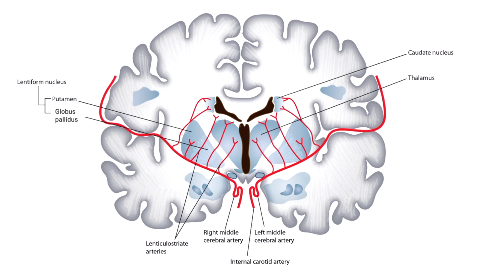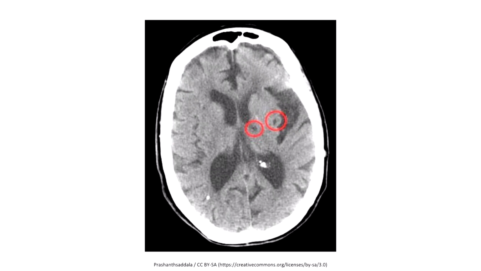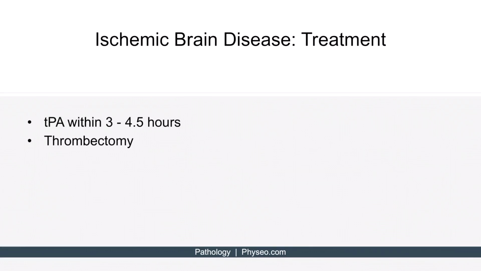Here's a diagram of the lenticulostriate vessels in the brain. As you can see, they primarily supply the basal ganglia and thalamus. Here's an image of a lacunar stroke with the characteristic small cysts deep in the brain parenchyma. Treatment for ischemic brain disease involves administering TPA within 3 to 4.5 hours. TPA helps break up the clot and restores blood flow.